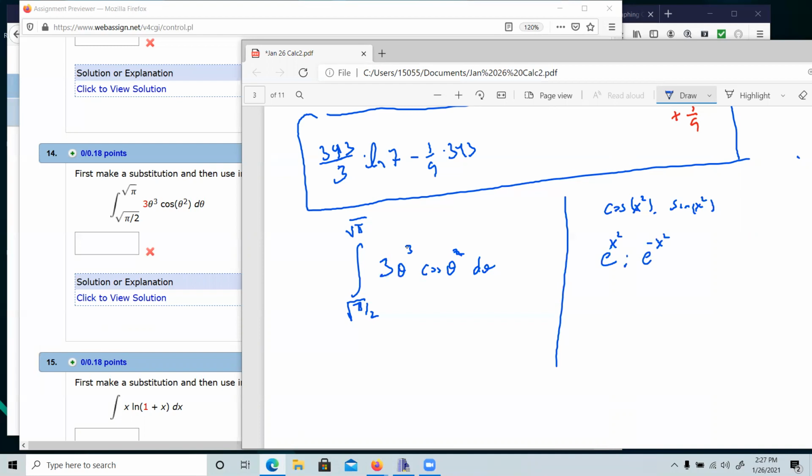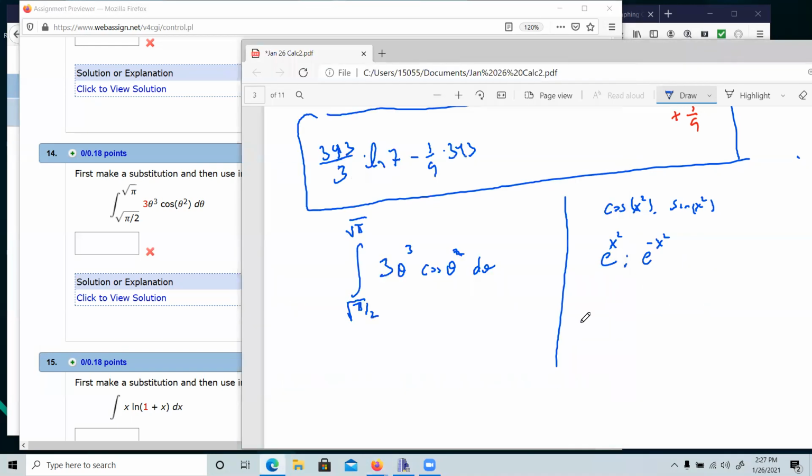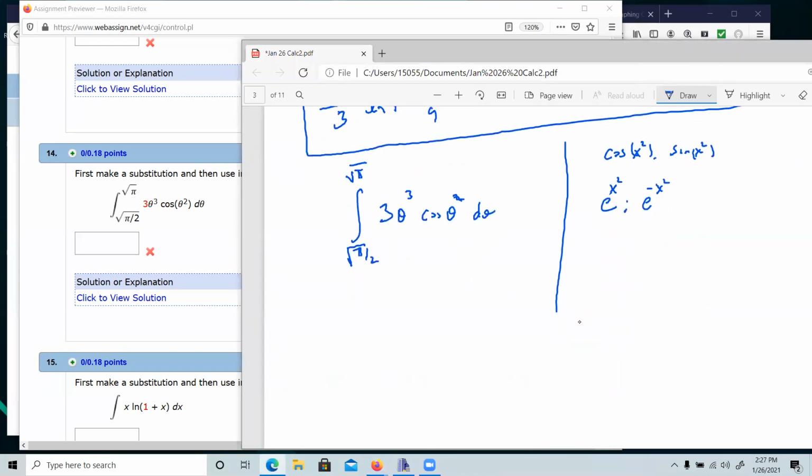For this problem, they give us a little bit of a hint, right? They say make a substitution, then use integration by parts to evaluate the integral. So what we're going to do here is make a substitution first in order to deal with this part here. So they gave us a hint. They said make a substitution.